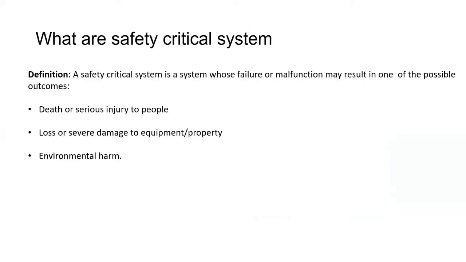So what is a safety critical system, and what is its definition? A safety critical system is a system whose failure or malfunction results in one of the possible outcomes: death, a loss or severe damage to equipment, and environmental harm. That's what we call a safety critical system.